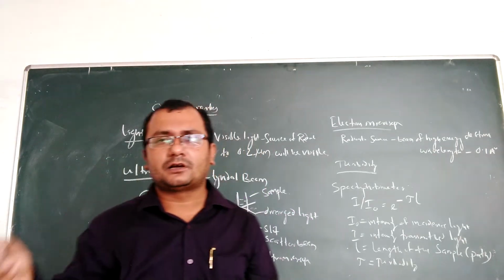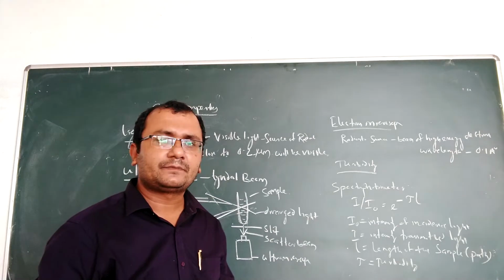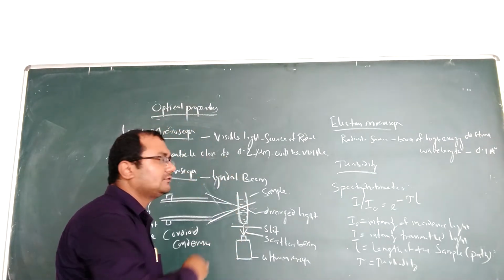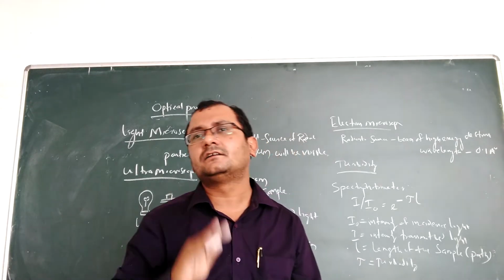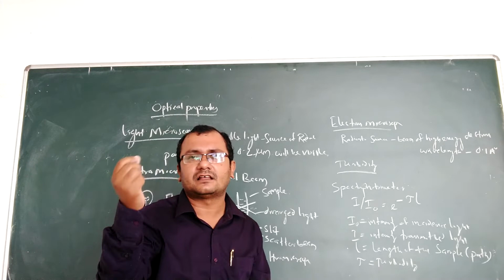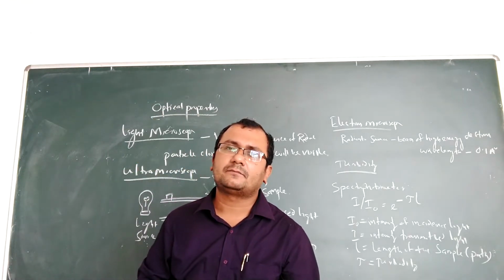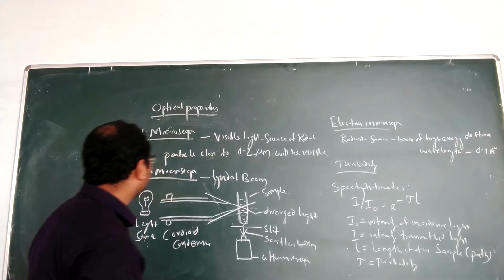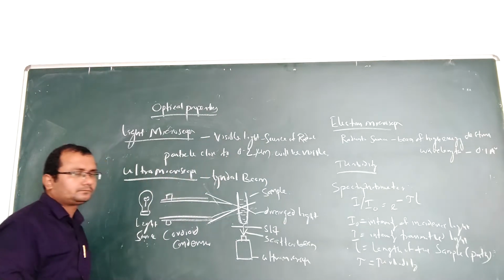But in colloids the particle size may be very small, so the light microscope is not that effective for colloids. But still, if the particle size is slightly more, we can easily identify the particle sizes. Then coming to another technique, the ultra microscope.